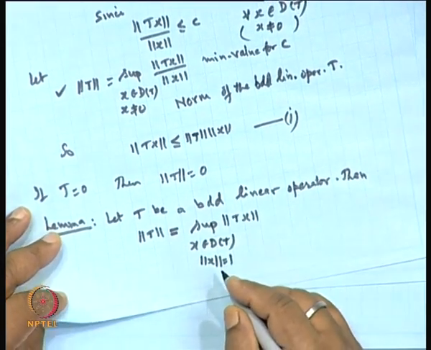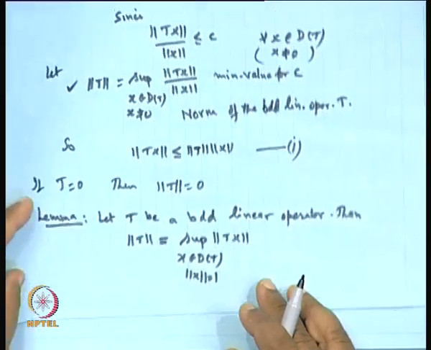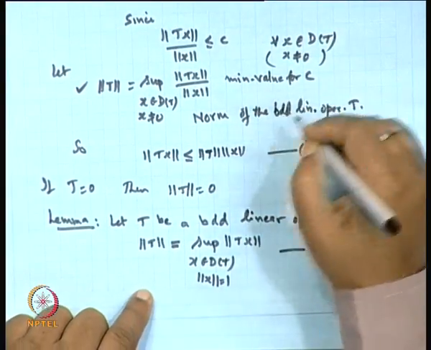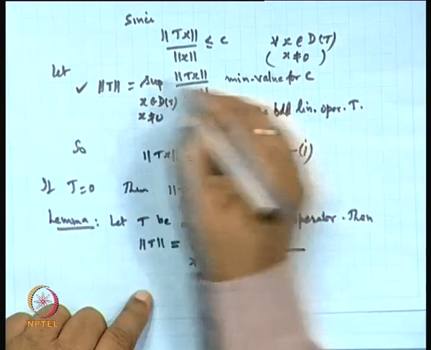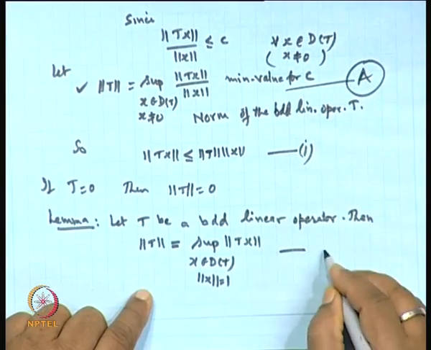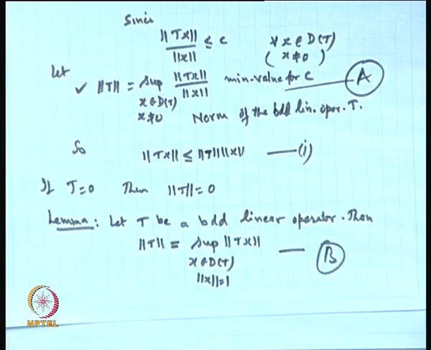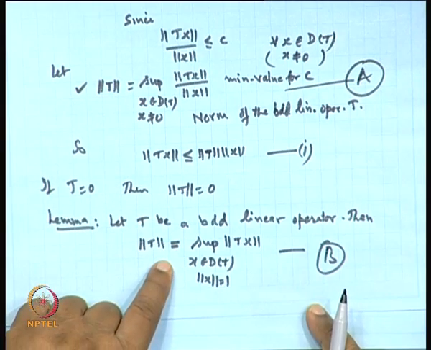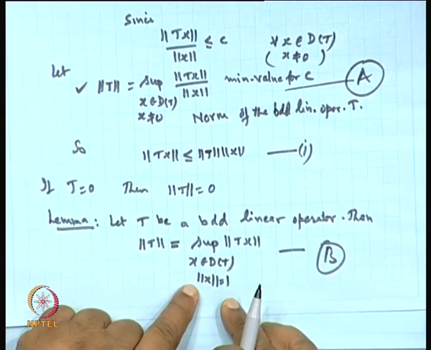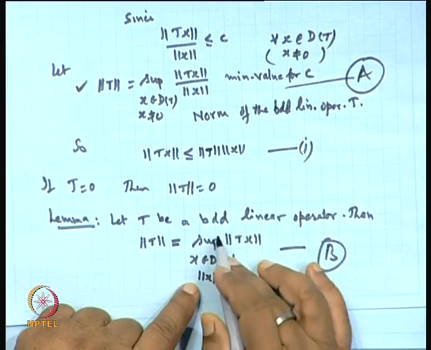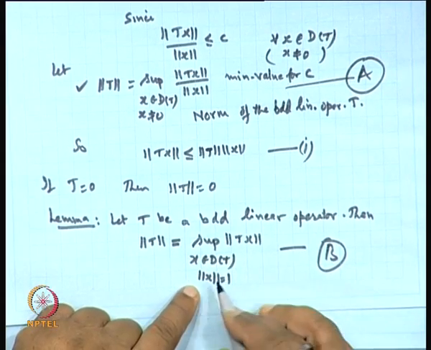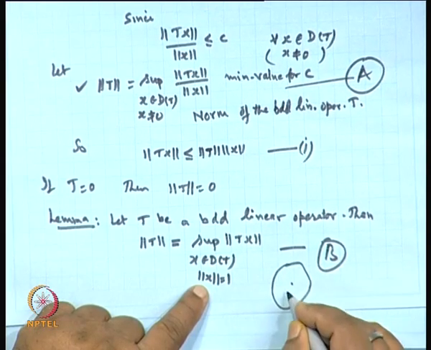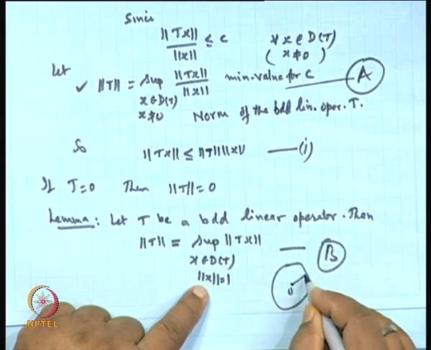Norm of x is equal to 1. Look at the definition of the norm given by A and the definition of the norm given by B. This suggests that the norm of an operator T is basically obtained by choosing the supremum value at all the points x which are on the unit circle, centered at 0 and radius 1.